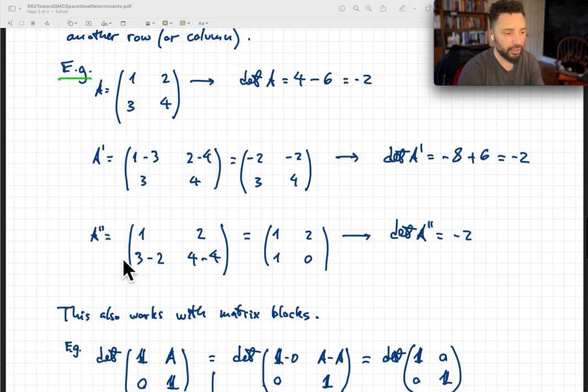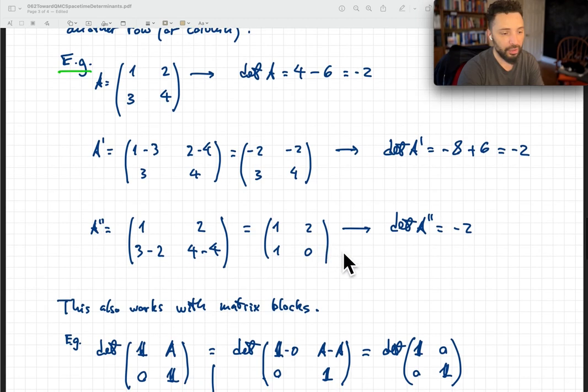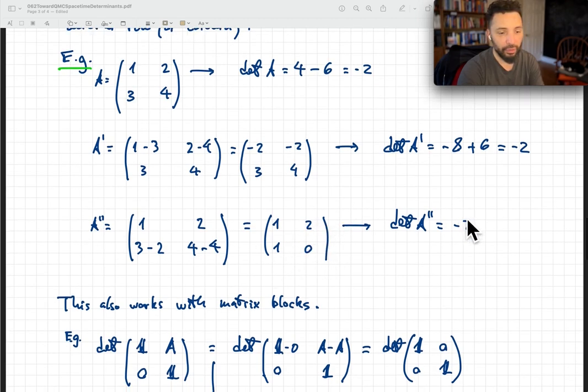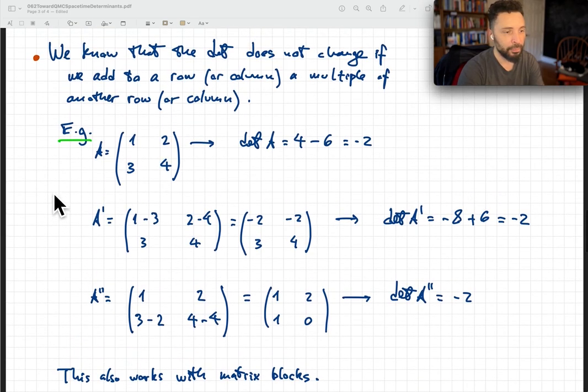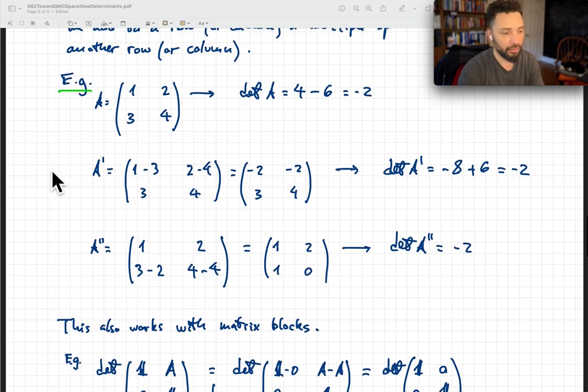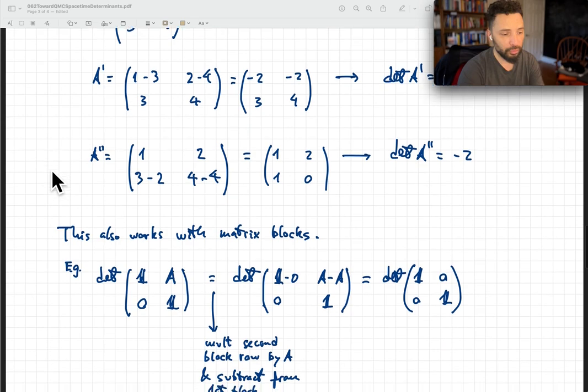If you do that, then you get 1 and 2, that's unchanged. And then we have 3 and 4, and we subtract 2 and 4, so we subtract twice the top row from the second row. And what do we get? We get 1, 2, and then 1 from 3 minus 2, and 0 from 4 minus 4. What's the result for the determinant? The determinant of this double prime matrix is 0 minus 2, and so that's minus 2 again, as in the previous cases. This works perfectly fine. Like I was saying, the determinant of a given matrix does not change if we add to a given row or column a multiple of another row or column. And this turns out to also work with matrix blocks.